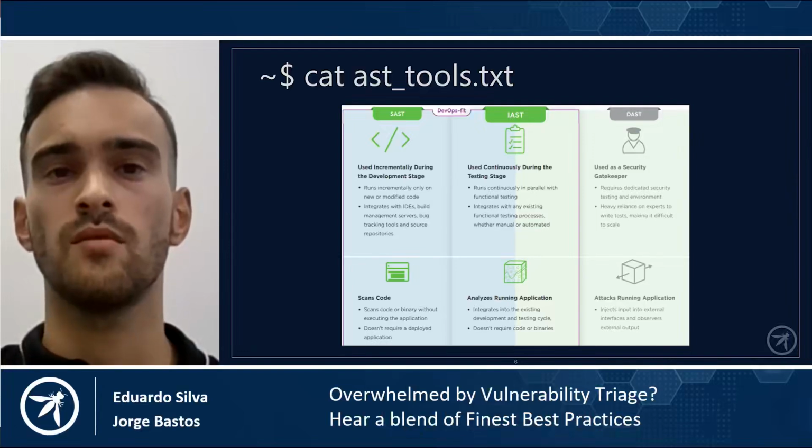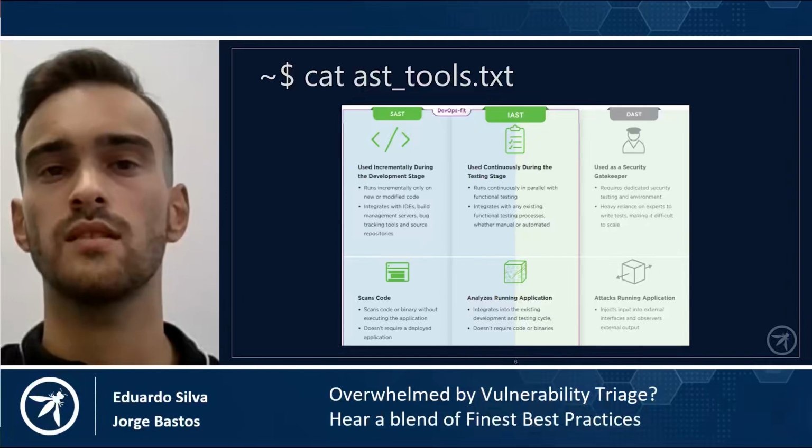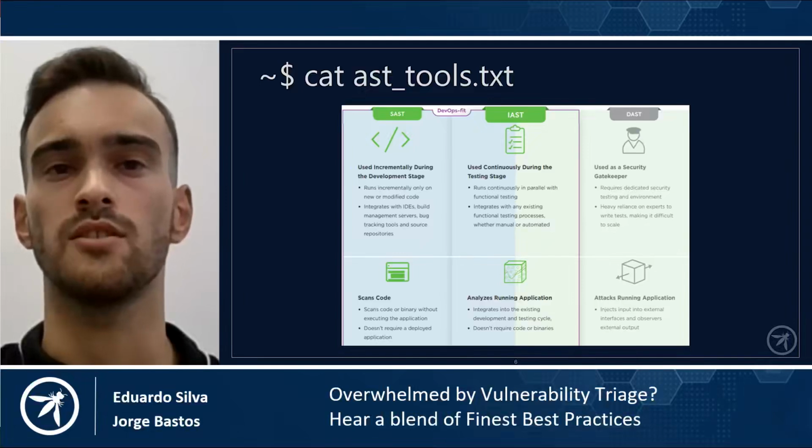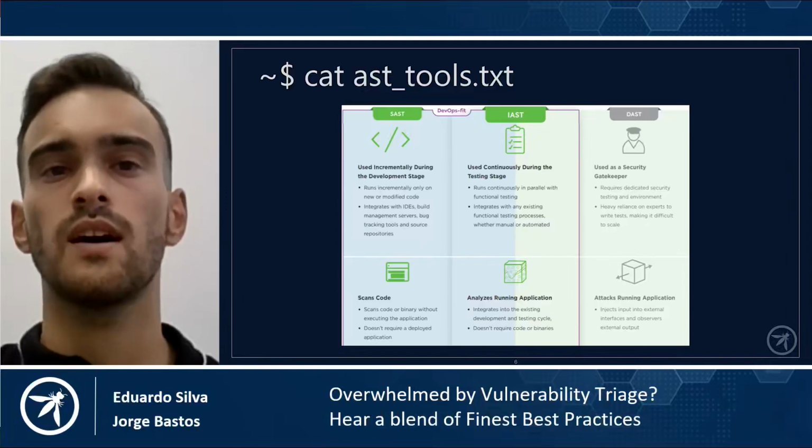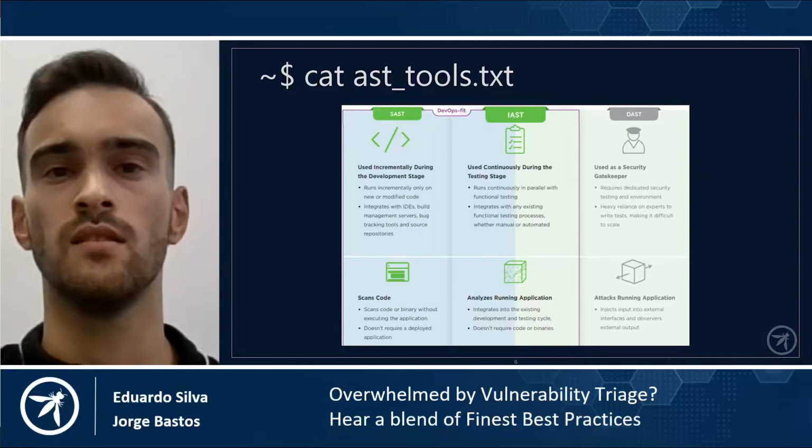Also doesn't need to compile the code. You have access to the source code. You can even scan parts of the application instead of scanning the whole application. About IAST. IAST uses agents and sensors to continually analyze the application.